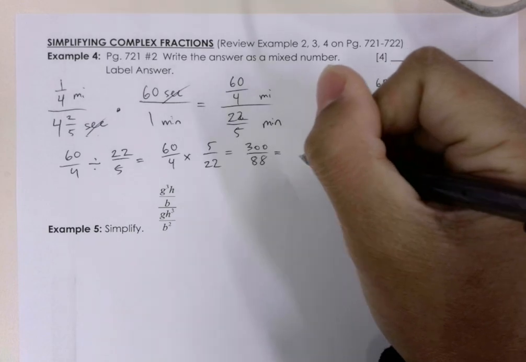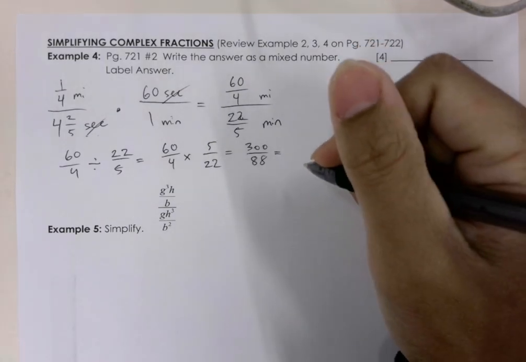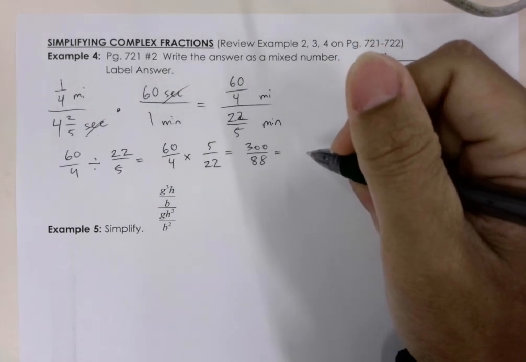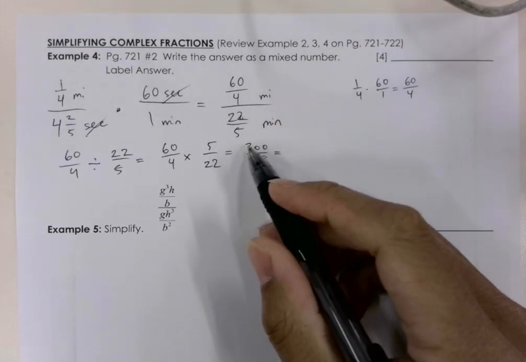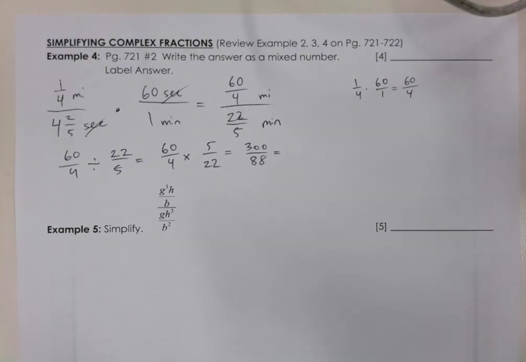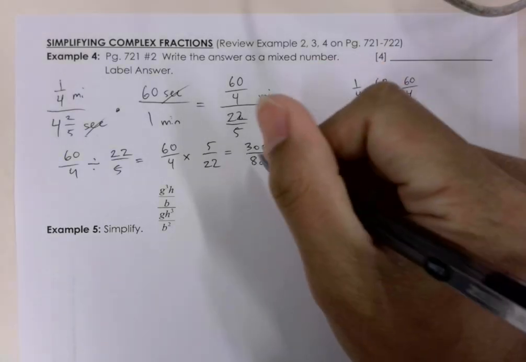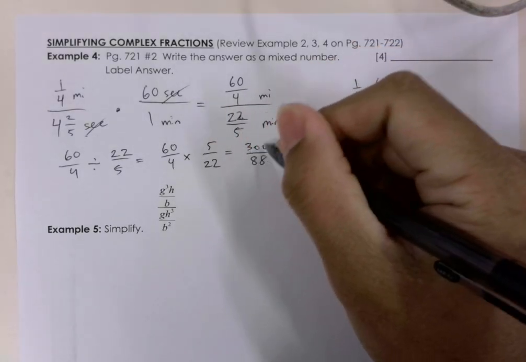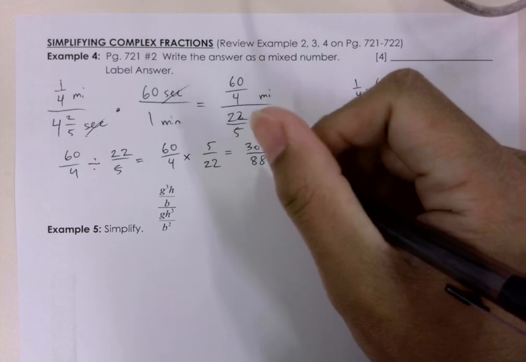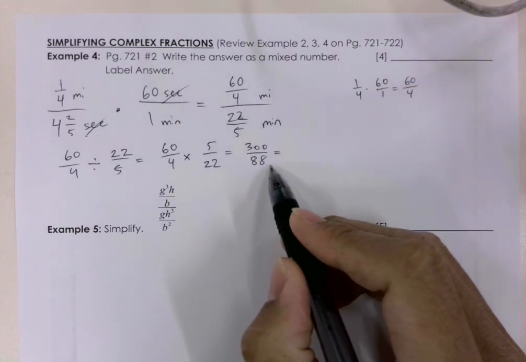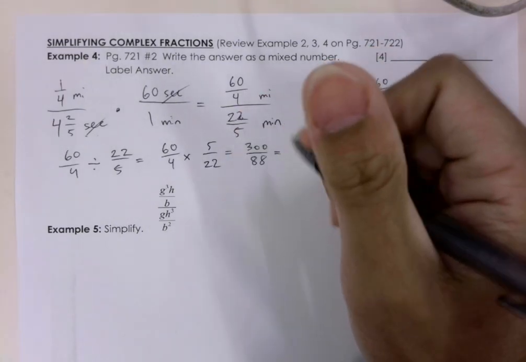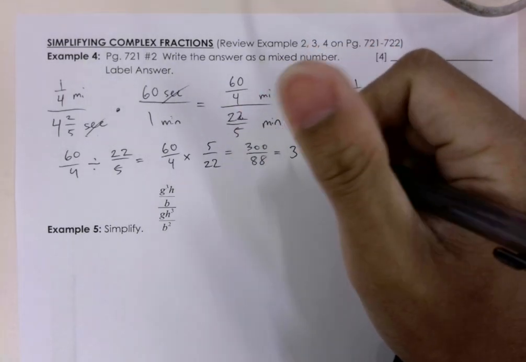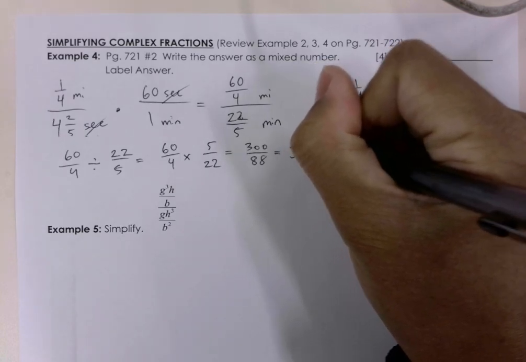So let's see, what's the greatest common factor here? It would be 4. We can start by dividing by 2, but then you'll see that we can also divide by another 2 once that's done. So first, I want to go ahead and divide 300 by 88. So that's going to be 3 and 36 over 88.